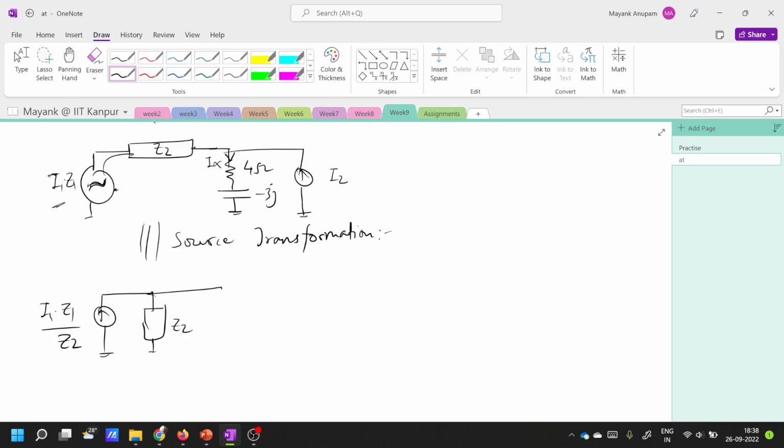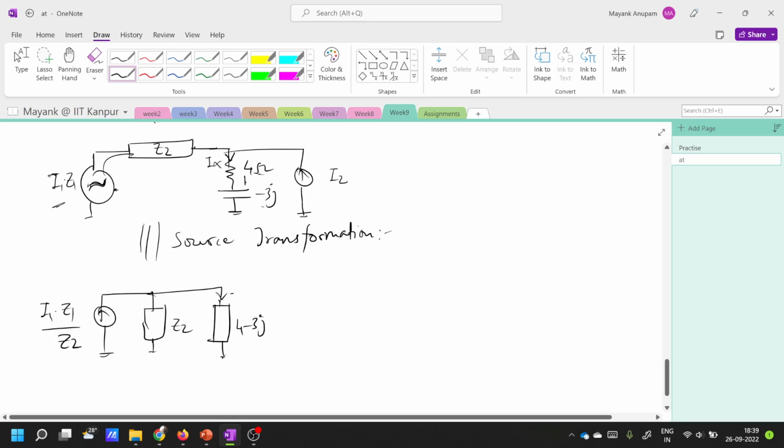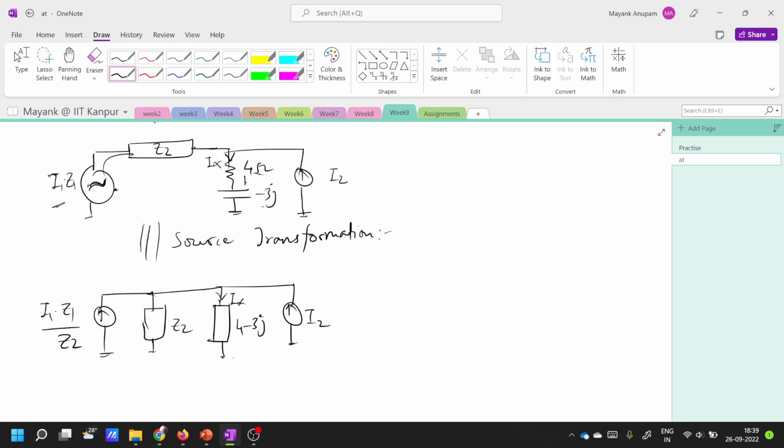I will get another impedance, so let's simply write 4 ohm minus 3j. These are in series, right? And since I am only concerned with the current here, I'll write it as 4 minus 3j. Fine. This is the current Ix. Then there is another current source here, which is I2. And now you can clearly see that this I2 and this current source here, whose value is I1 times Z1 divided by Z2, these are in parallel. And when two currents are in parallel, they simply add up, right?